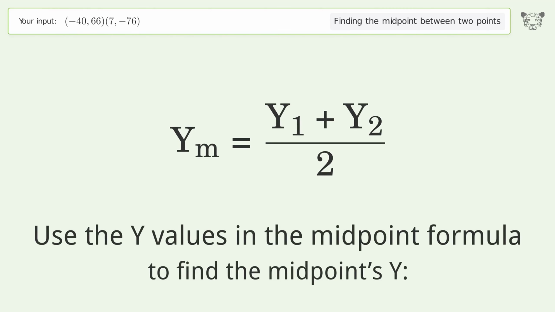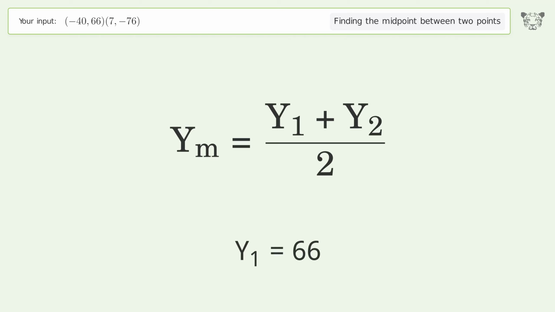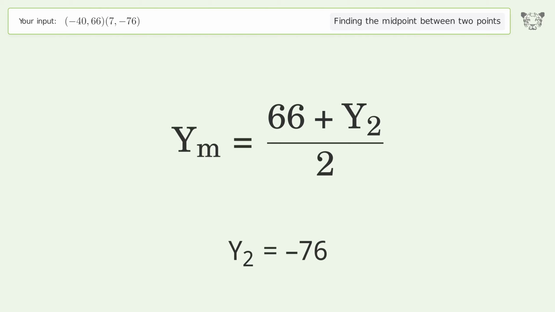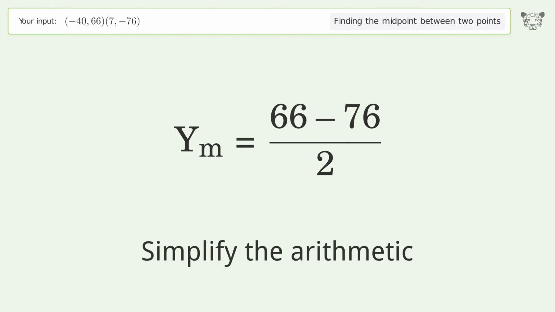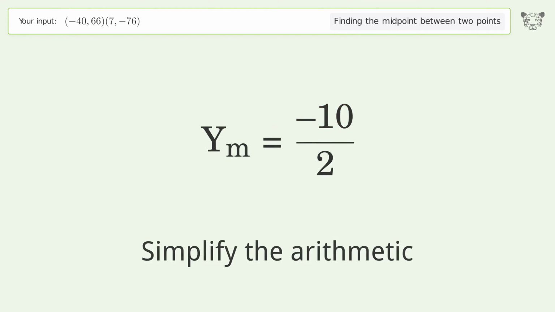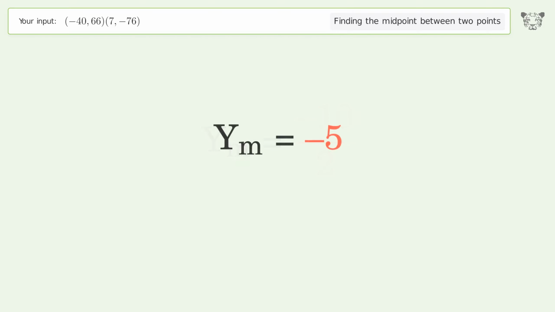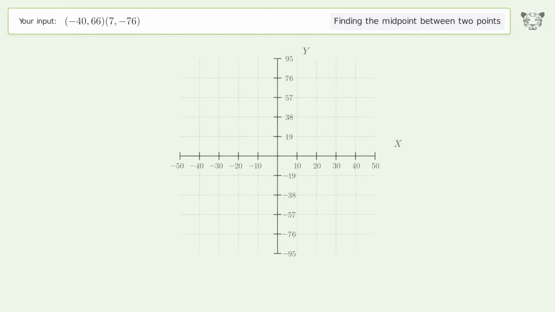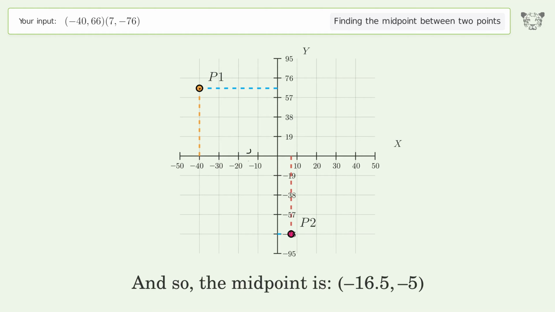Use the y values in the midpoint formula to find the midpoint's y. y1 equals 66. y2 equals negative 76. Simplify the arithmetic. And so, the midpoint is negative 16.5, negative 5.